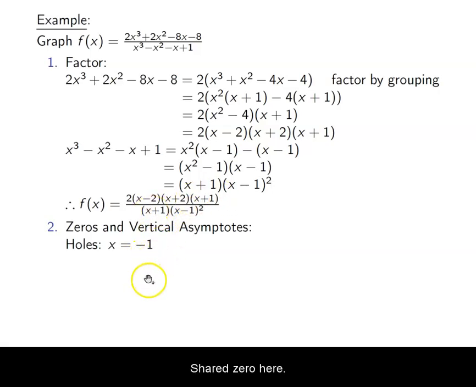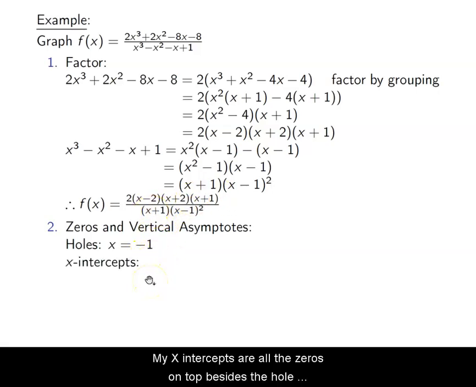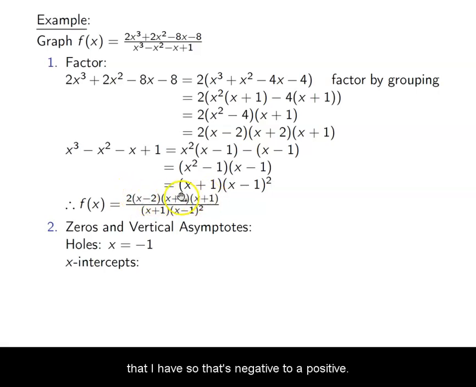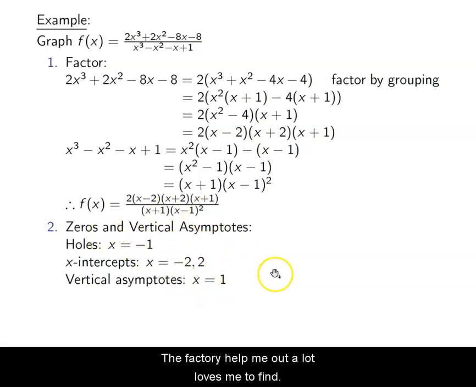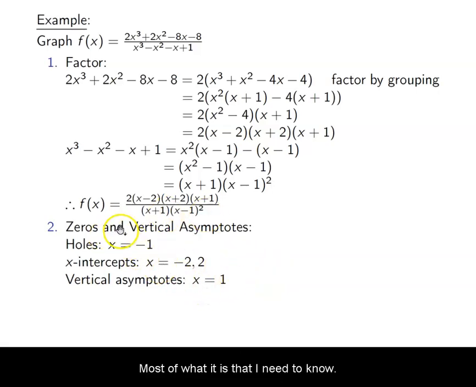That shared 0 here. My x-intercepts are all the zeros on top besides the hole that I have. So that's -2 and +2, okay? And my vertical asymptote is at +1, right? So factoring helps me out a lot. It allows me to find most of what it is that I need to know, right?